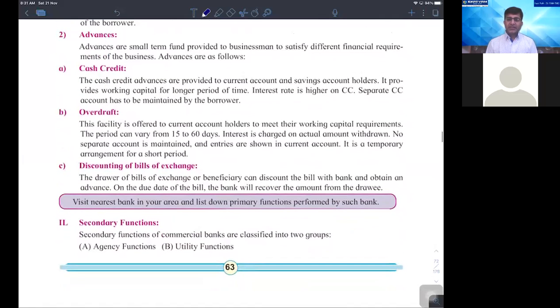Long term matlab kitne saal? Long term can be a period of 3 years, it can be a period of 5 years, it can be a period of 20 years. So it depends from project to project. It depends from situation to situation, whether the loan is long term or short term.